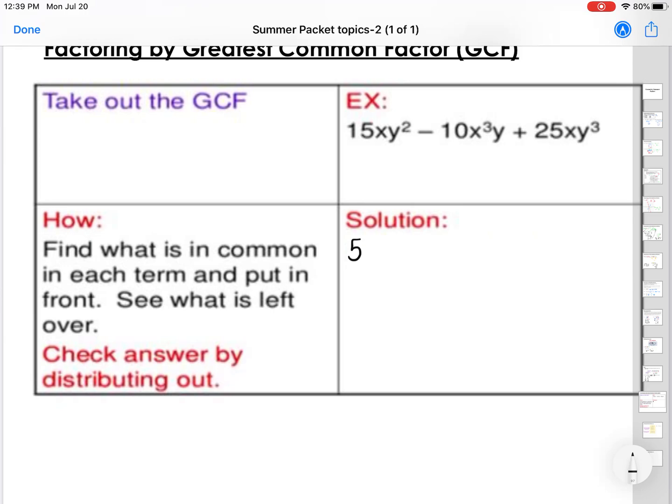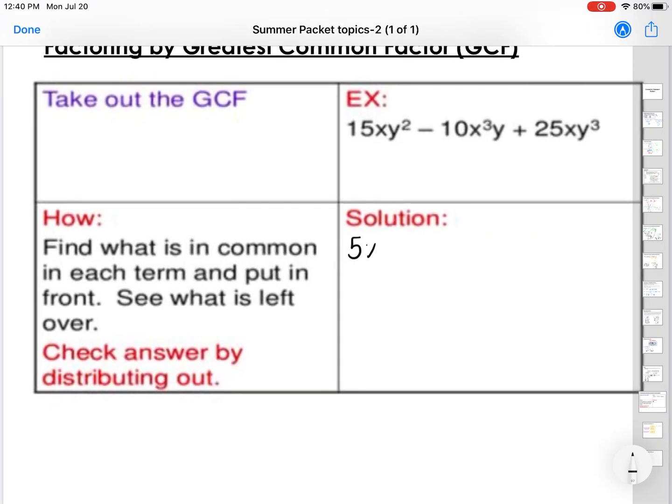Now I want to look at my variables. So I see that everybody has an x. Everybody has at least x to the first power or more. So I'm going to take out an x to the first power because that's the smallest exponent of x I am seeing. With my y's, I have y squared, I have y cubed. So the smallest exponent of y I'm seeing here is just y to the first power.